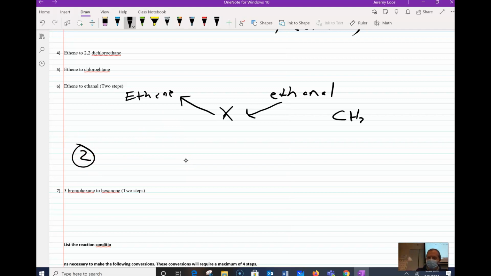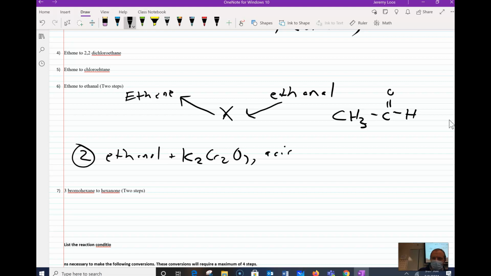So I want this, right? The specific alcohol that I can convert to ethanal is ethanol. So I need ethanol at the end of step 1. But once I have some ethanol, just similar to the last example we looked at, we're going to oxidize it.